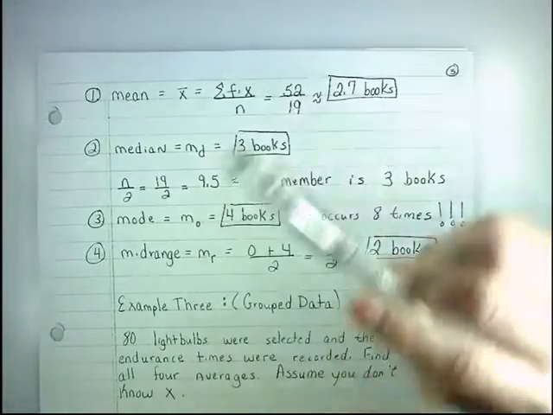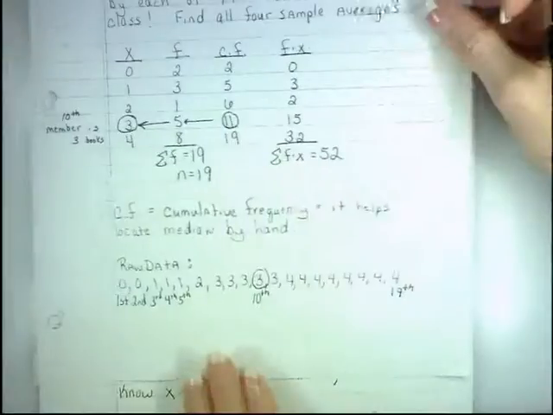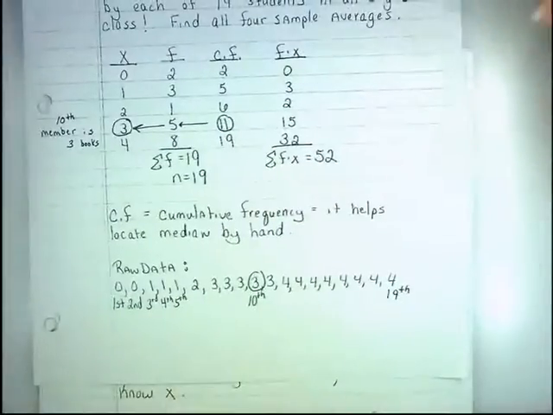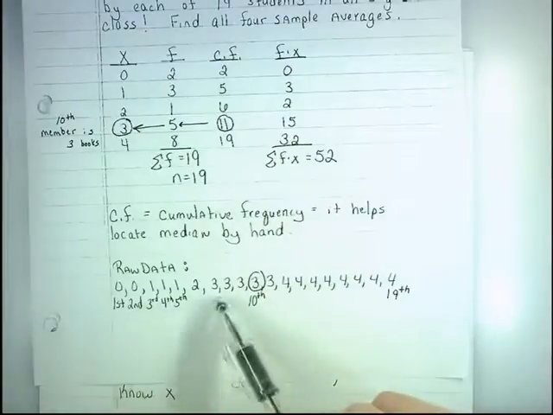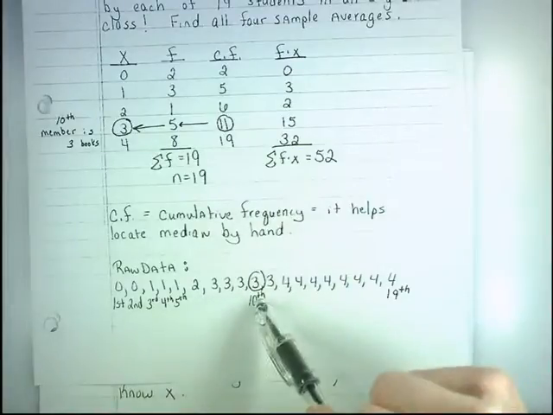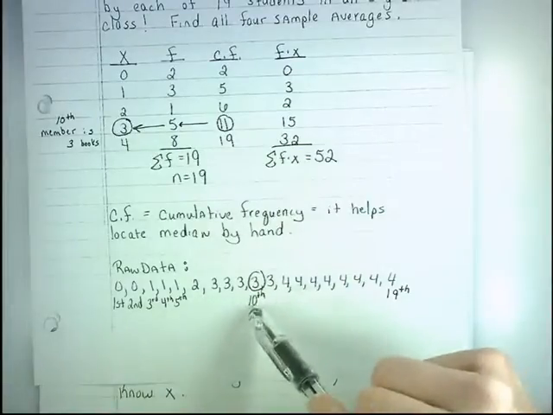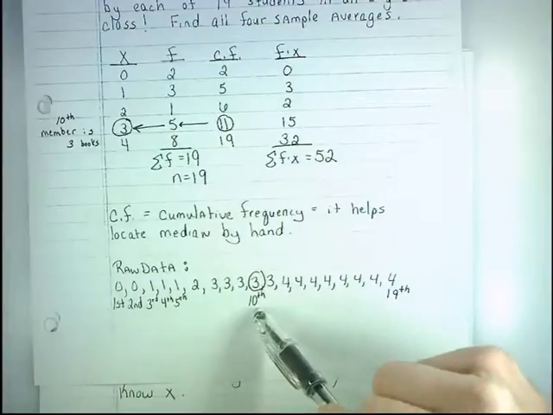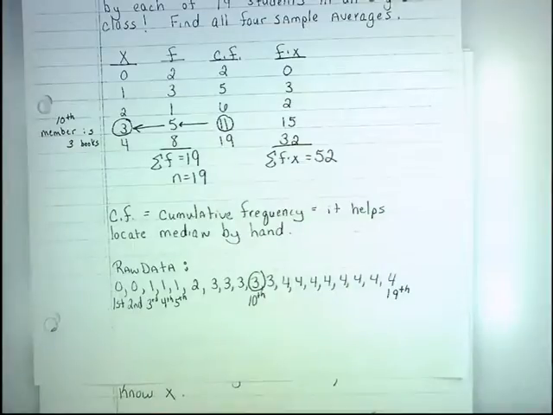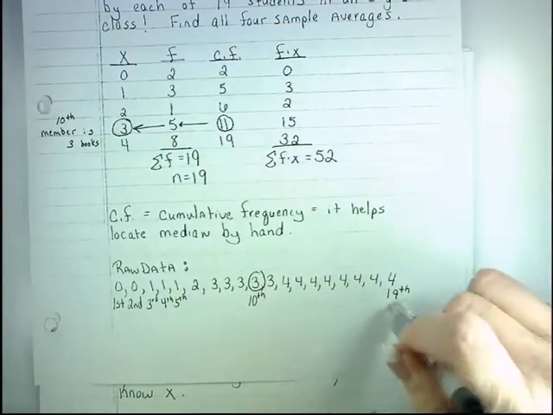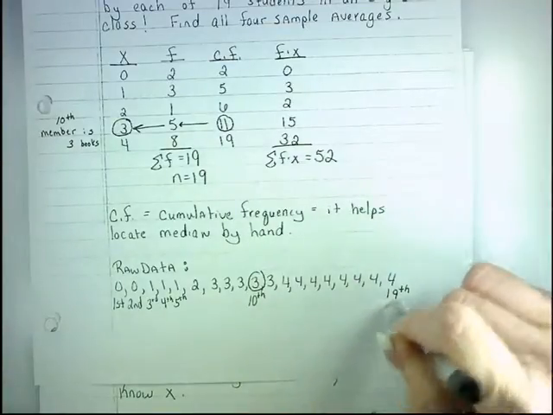Now, if you actually took the time to write out the raw data for the 19 students, you could count over. 1st, 2nd, 3rd, 4th, 5th, 6th, 7th, 8th, 9th, and 10th student. The 10th student, representing the 10th member of the data set, reads 3 textbooks. So the median is 3. This is not always easy to do if you have a large data set.